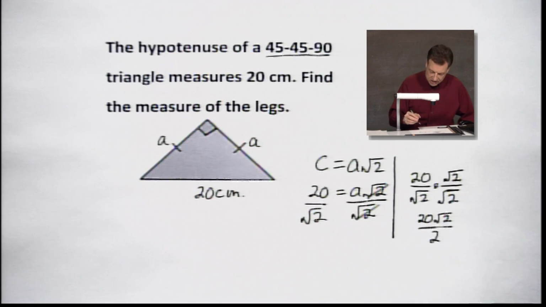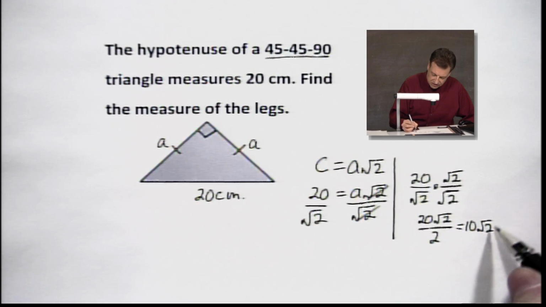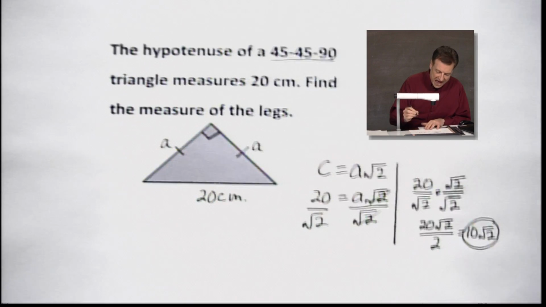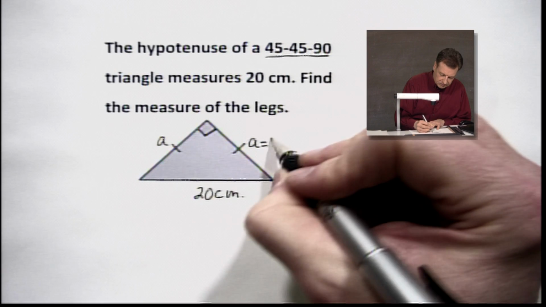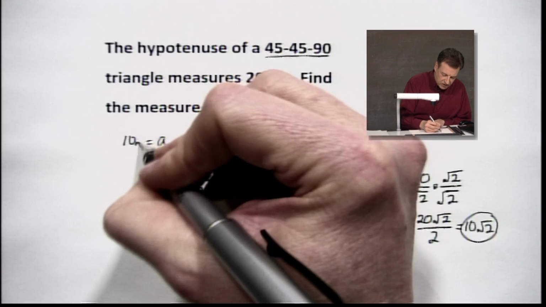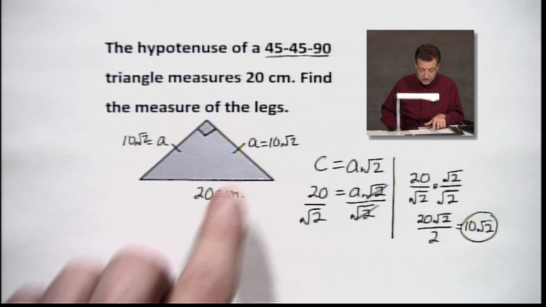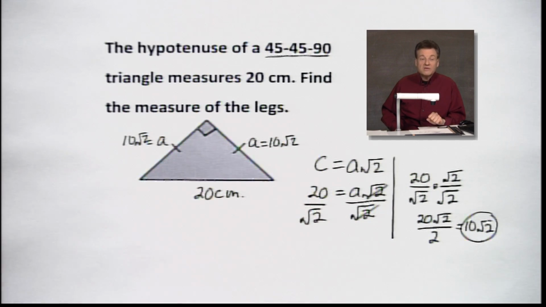It's wonderful to work with because we can divide 2 into 20. We will get 10 times the square root of 2. That is my a value. That is my a value over here. And some of you are going like, are you sure that's going to work? Well, remember when we had 4 roots of 2 over there for our legs and we wound up with 8? This looks pretty much like the same form here.